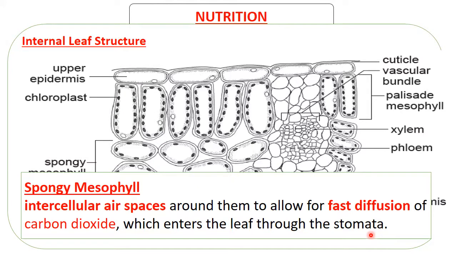Then the second is the spongy mesophyll. The spongy mesophyll is this, of course. It has intercellular air spaces, so it has these air spaces between cells. Intercellular means between cells. So it has intercellular air spaces around them to allow for fast diffusion of carbon dioxide, which enters the leaf through the stomata. Once carbon dioxide enters the leaf through the stomata, these intercellular spaces allow for fast diffusion.